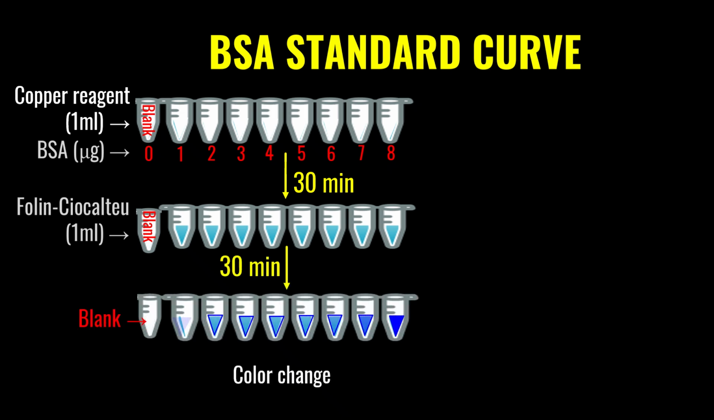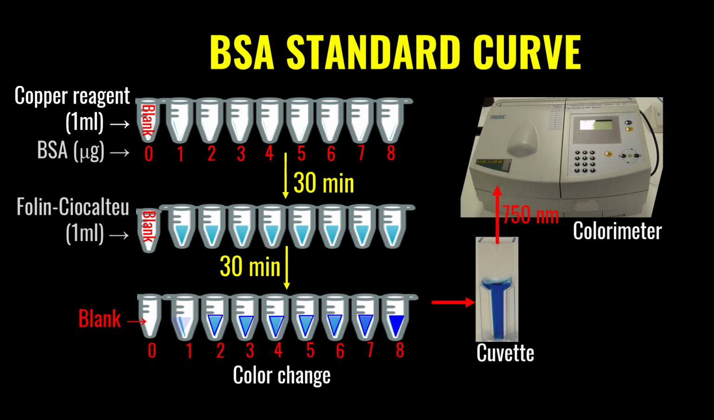In the blank there is no color, but in the remaining tubes you will see a concentration dependent increase in the intensity of the color. So you transfer the solution into the cuvette and measure optical density at 750 nanometer using the blank you prepared here, and you use these values to prepare a standard curve between optical density and BSA concentration.